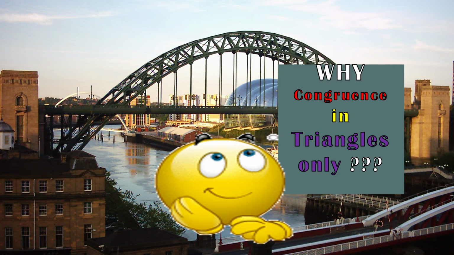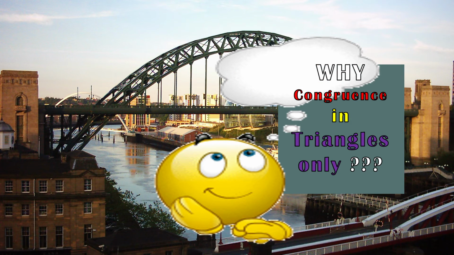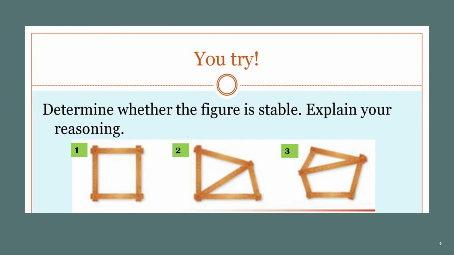Oh, this is Moju. He's thinking, why congruence in triangles only? There are so many shapes, but we are talking about triangles only. Why? This you have to decide and you will tell me why. So, there is one question. Determine whether the figure is stable. Explain your reasoning. Look at them, think on it and tell.